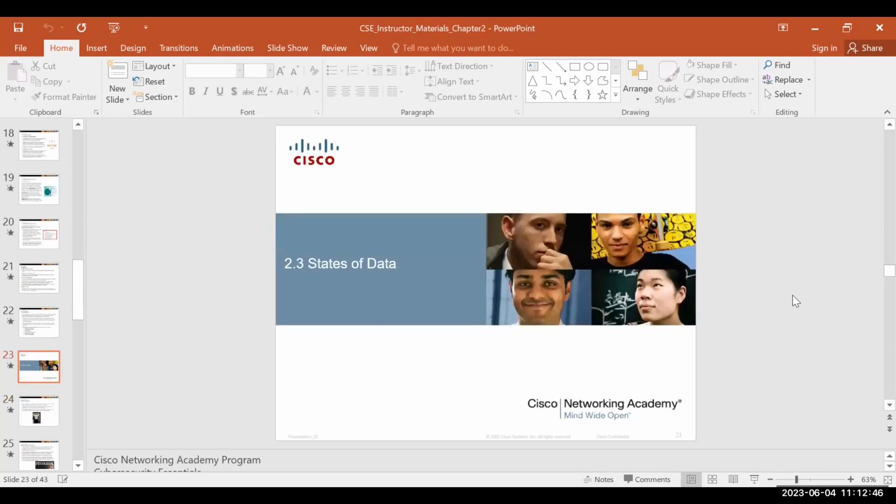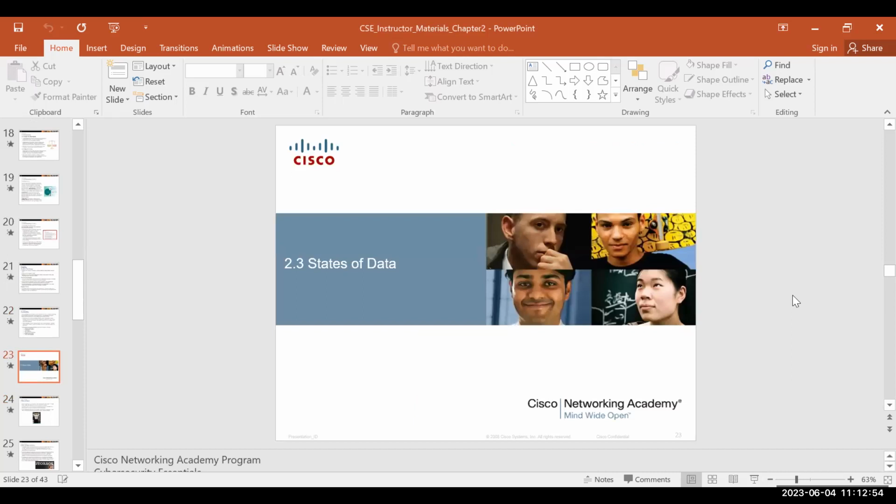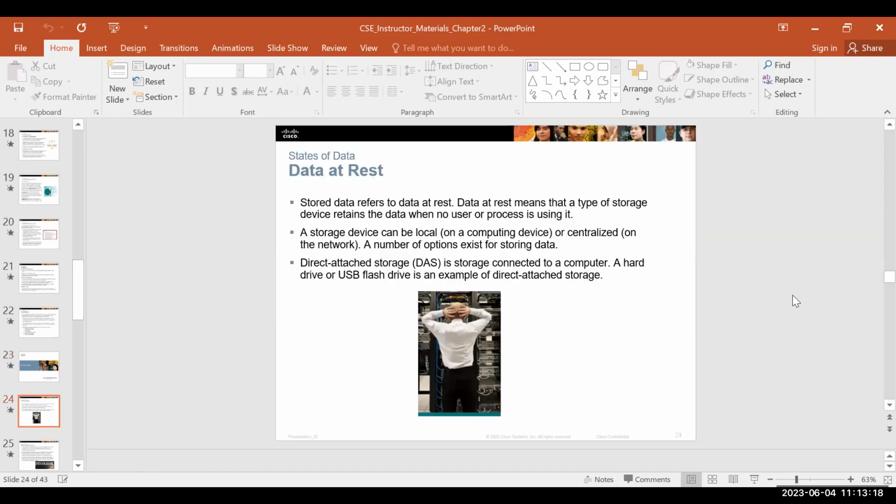All right, so now, state of data. As we have seen initially in the cybersecurity cube, we have 3 dimensions. We have the countermeasures, we have the information security, and then we have the security principles. So the information state is basically the state of data, which we are going to discuss in this particular section.